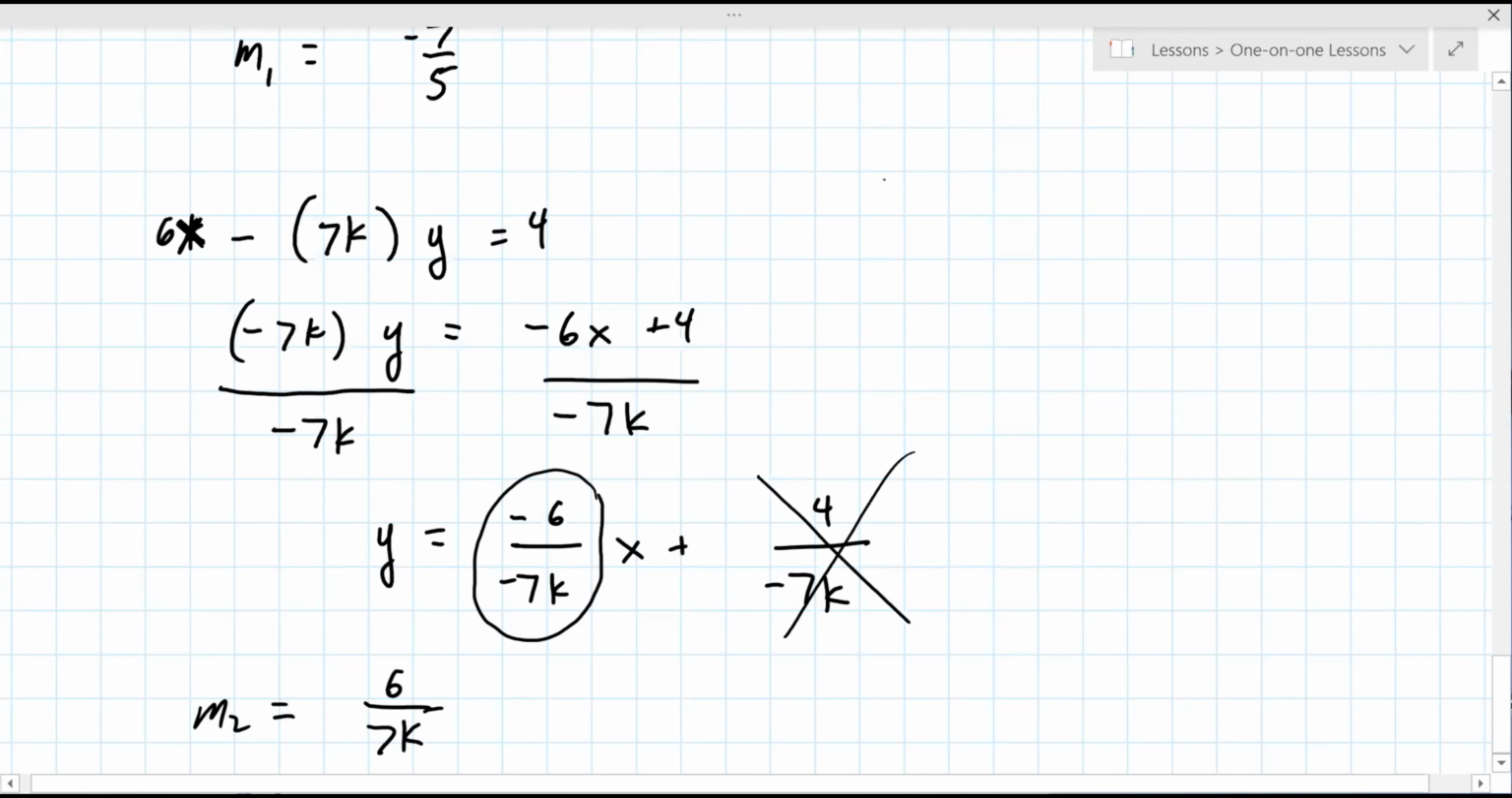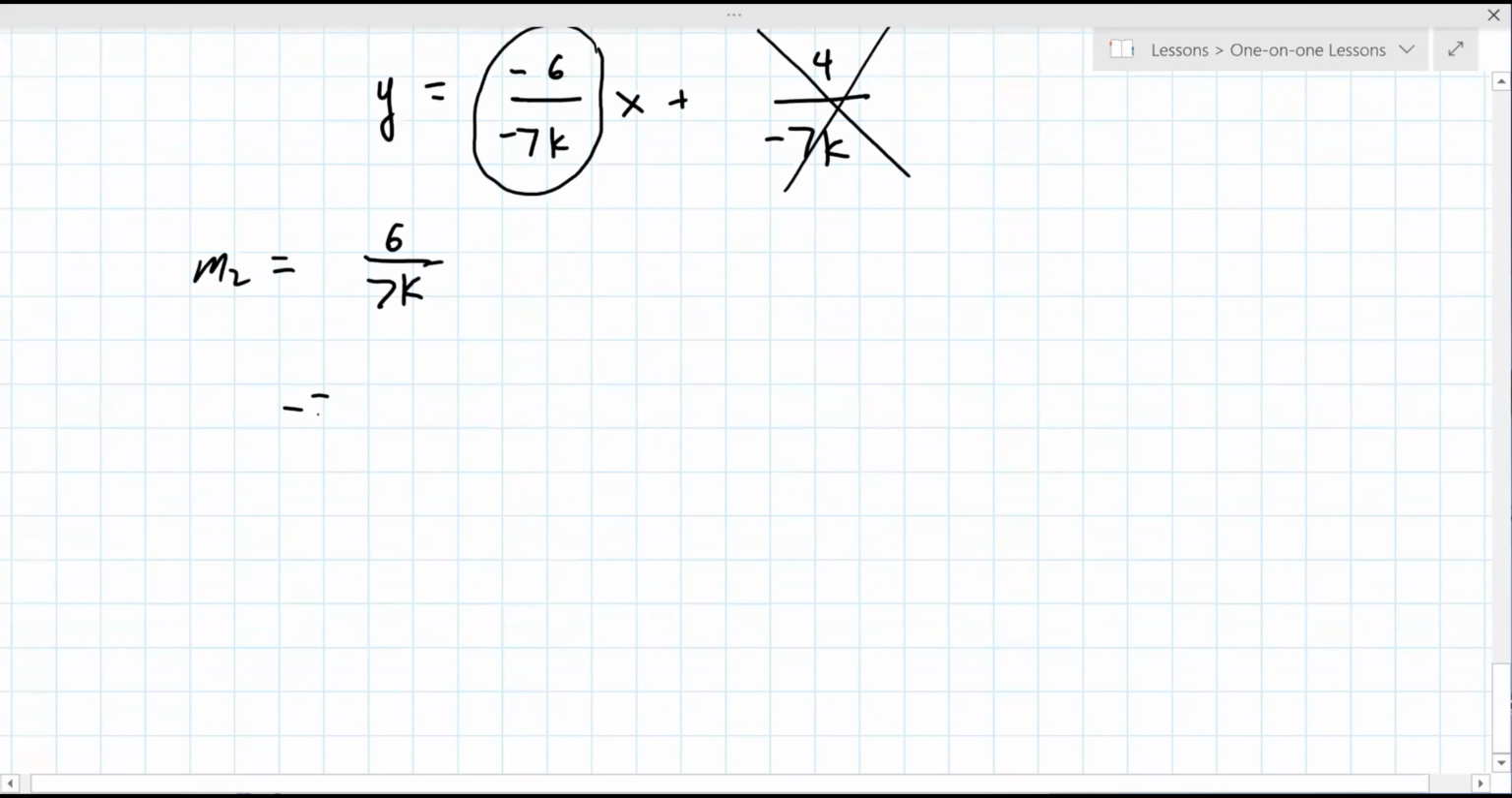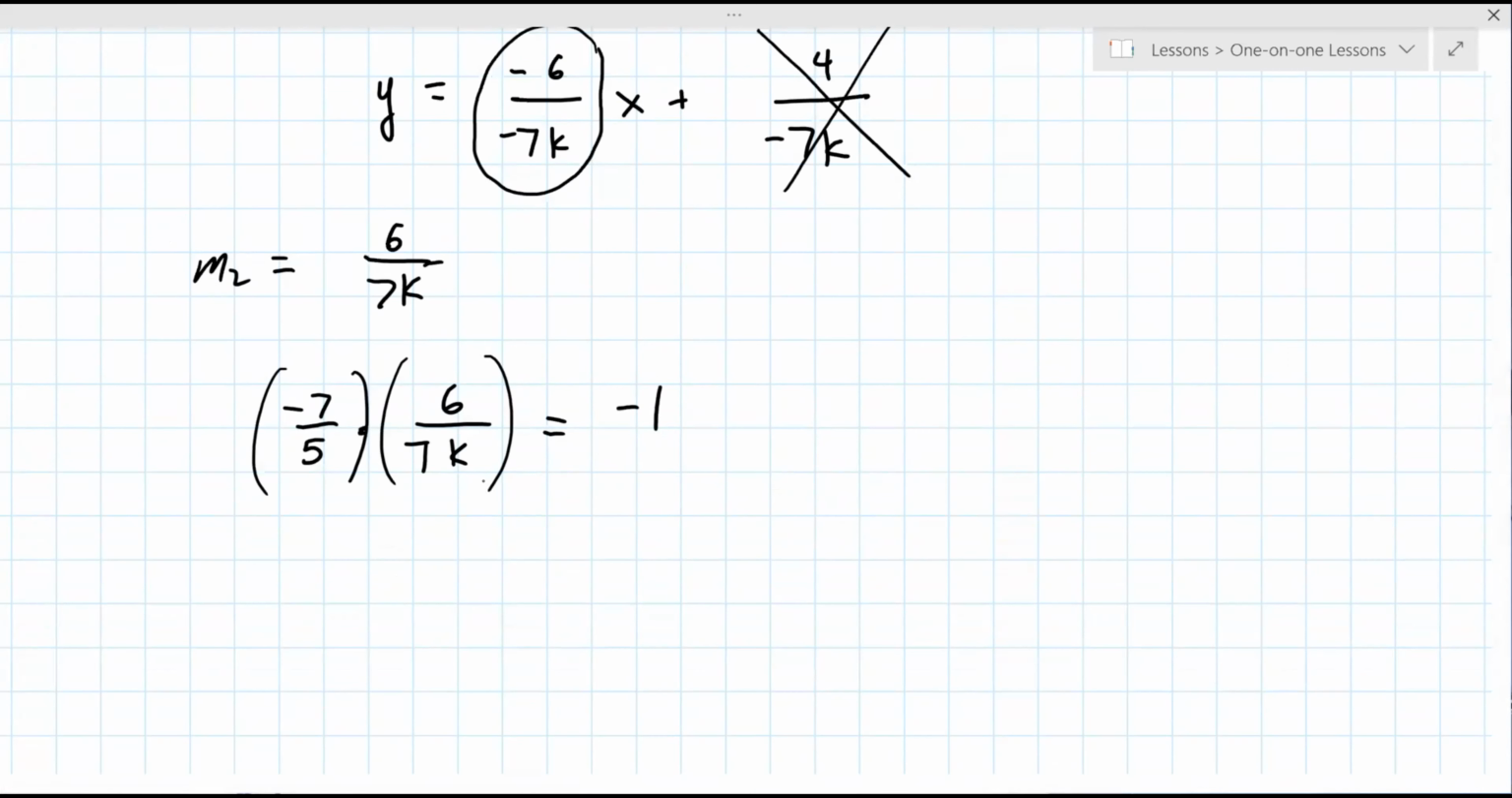So the slope of line 1 is -7/5. The slope of line 2 is 6 over 7k. If these are perpendicular, they multiply to -1. So you found the slope of equation 1 and the slope of equation 2. For perpendicular, they have to multiply to -1. If they were parallel, which is a related question, they would be equal, so you would set the slopes equal.